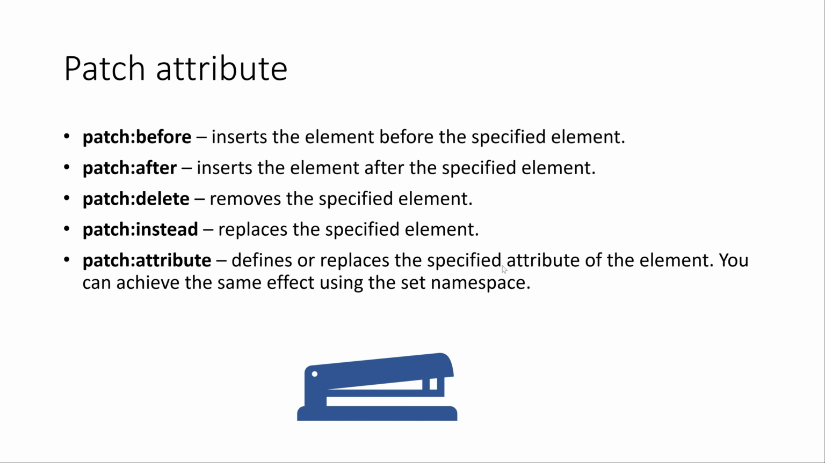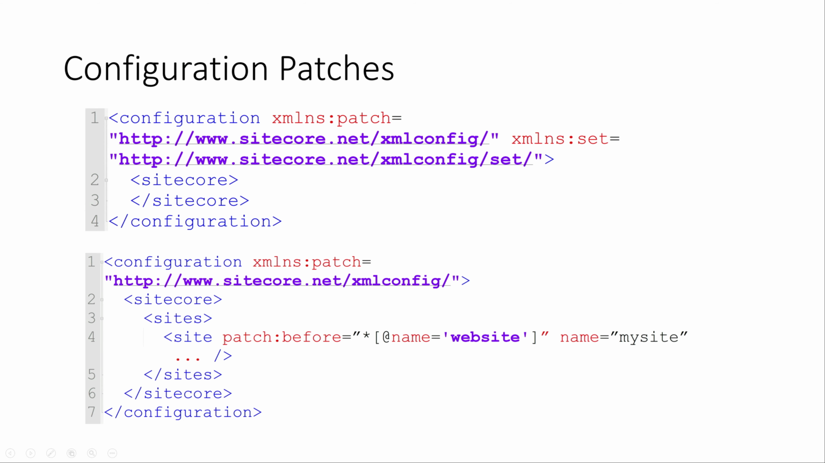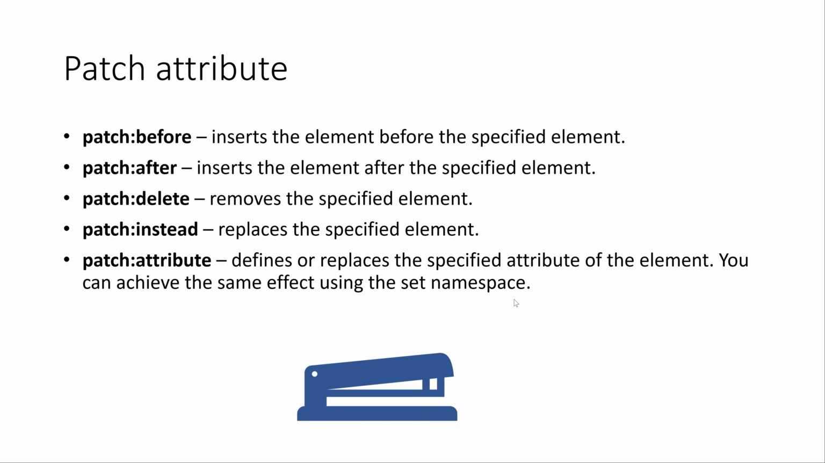And what patch options are available? If you want to patch before something, before some settings or after some settings or elements, and delete instead attribute. You can also change the attribute name, if you have a name and so on. You can replace this whole site element, or you can also change this name attribute. So all the things are possible by patching.